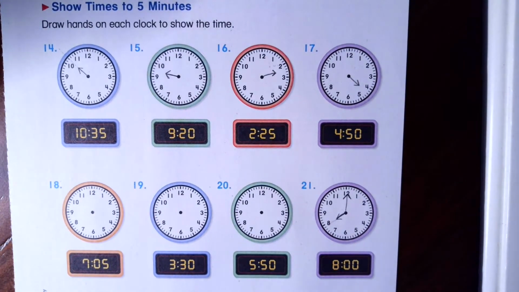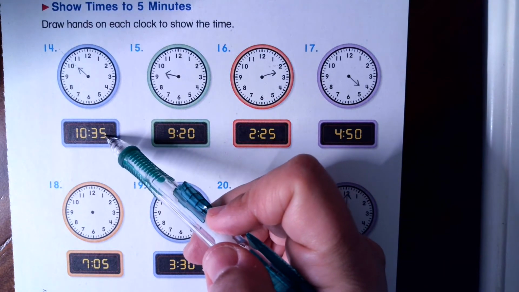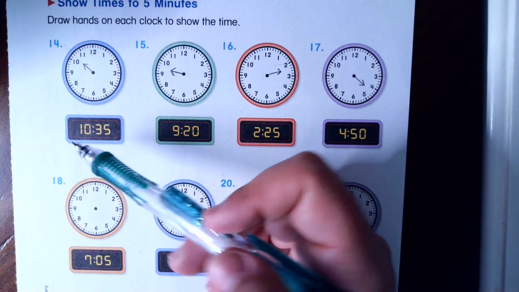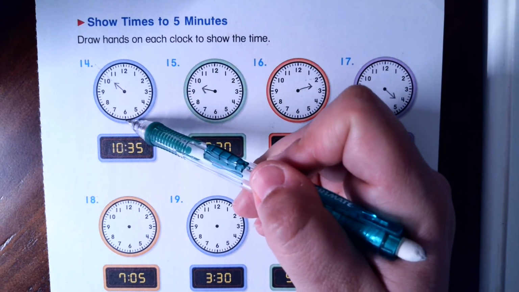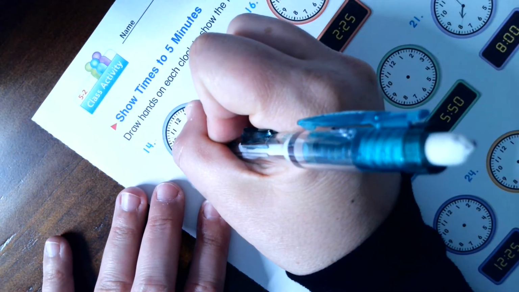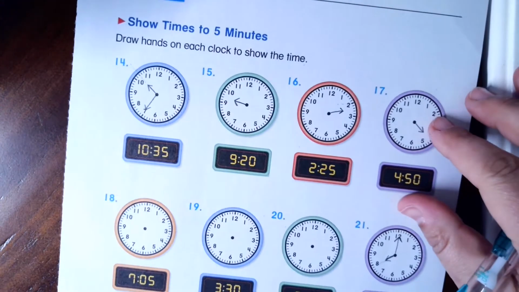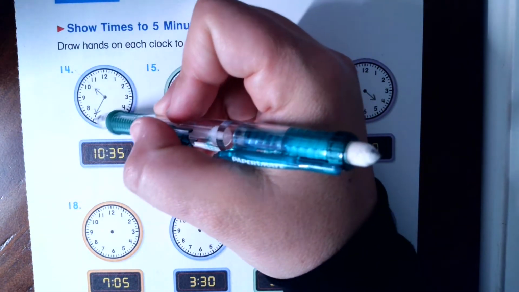Okay, now let's go back and do the minutes. So for our minutes, you're going to touch the number. You're pointing exactly at a number because these are all count by fives. So if I have the number 35, I'm going to count by fives until I get to 35. So 5, 10, 15, 20, 25, 30, 35. So I'm going to draw my arrow all the way and touch the 7. So here it is, 10:35.